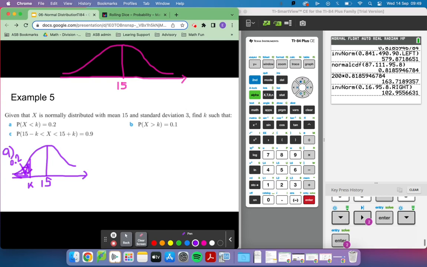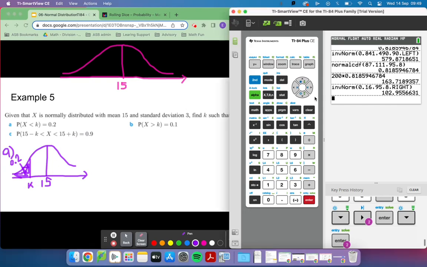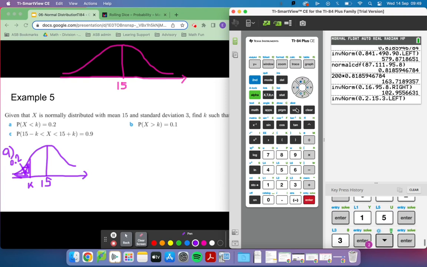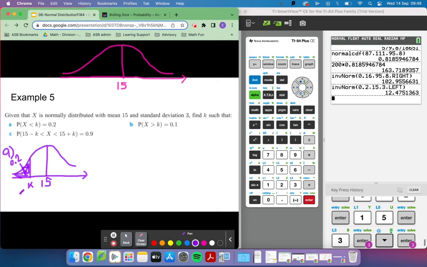Okay, so for this question, we're given what the probability is, right? And we're looking for a value. So we're going to go into our calculator and we are going to use inverse normal. Inverse normal, my area is 0.2. My mean is 15. My standard deviation is going to be 3. And here I am doing a left tail because I'm going to the left of our number. And I'm going to get that this value of k is 12.5 rounded to three significant figures.